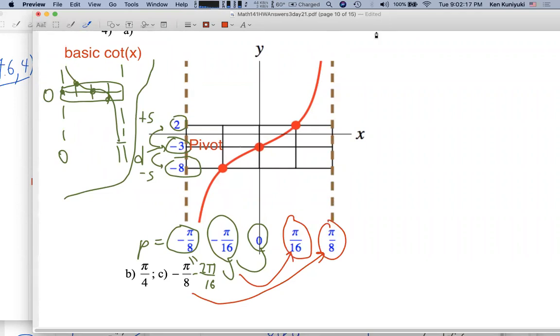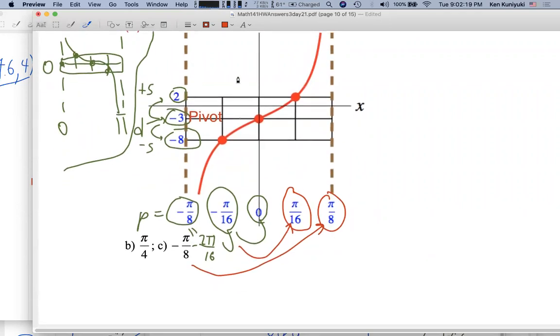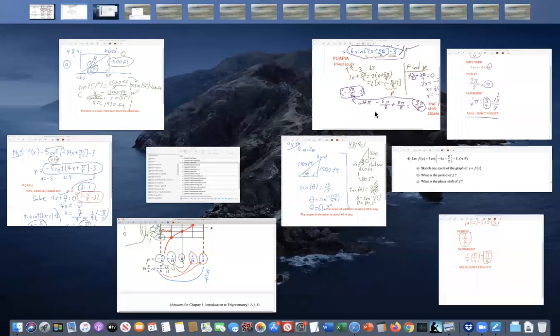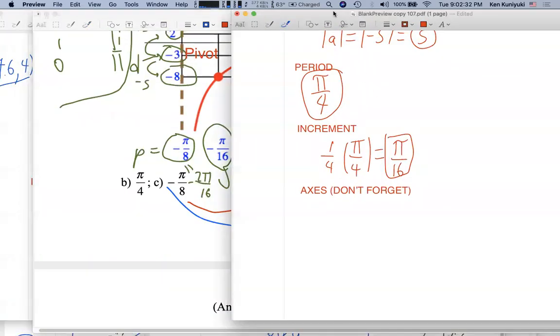All right, where does the period come in? Pi over 8, I'll do this in blue. Where does the period come in? Pi over 8 minus negative 2 pi over 8 is 2 pi over 8, or pi over 4. That is the period. It's a check.